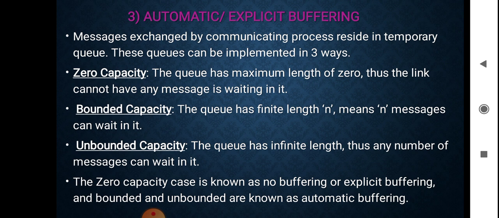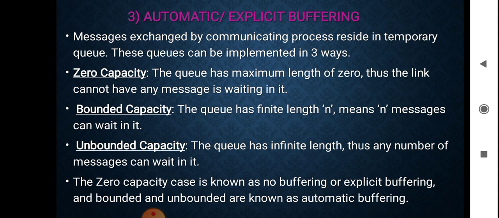That's it. In unbounded capacity, the length of the queue is infinite. So any number of messages can wait in it. The sender never blocks because the capacity of this queue is infinite. The name of this communication link is automatic or explicit buffering. We have discussed three types of queues: zero capacity, bounded capacity and unbounded capacity.